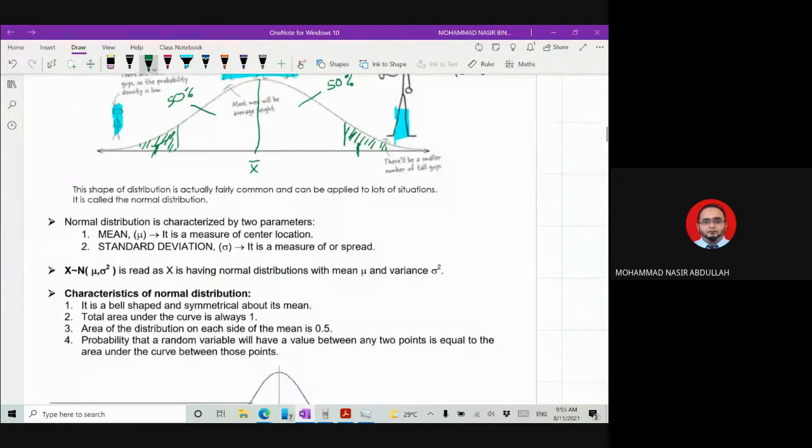So the normal distribution takes two parameters, which are the mean and the standard deviation. Mean is a measure of central location, and standard deviation is a measure of spread. So that's why I introduced earlier that when X has a normal distribution, the symbol will be X tilde normal, with two parameters, mean and variance.